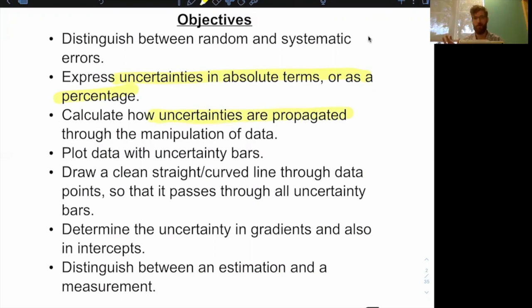In physics in general, IB, AP, doesn't matter, error propagation is a huge fundamental part of science. Plotting our data with uncertainty bars and linearizing our data is also going to be an important factor in terms of our analysis. Okay, so I'm going to teach you some of those basic techniques right now in this video.